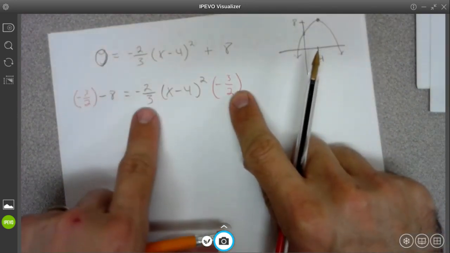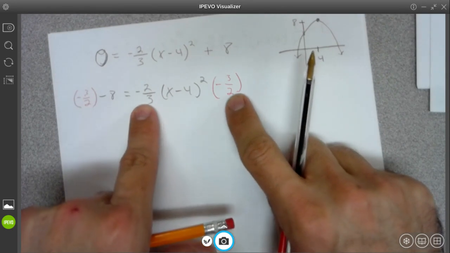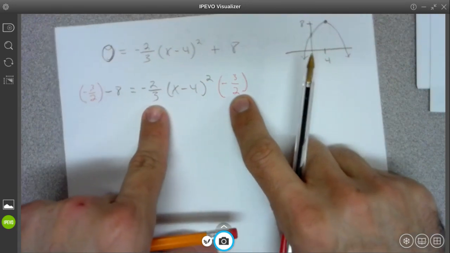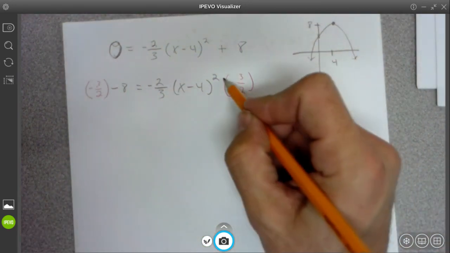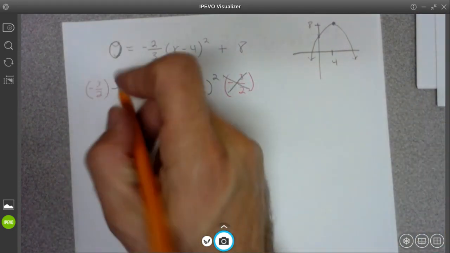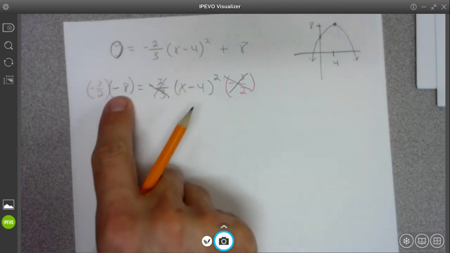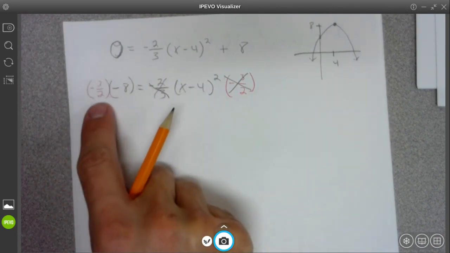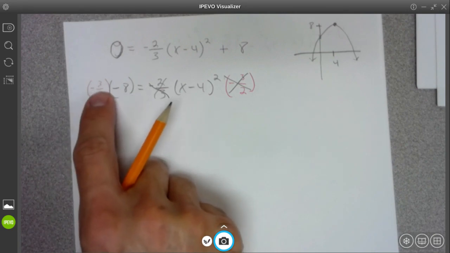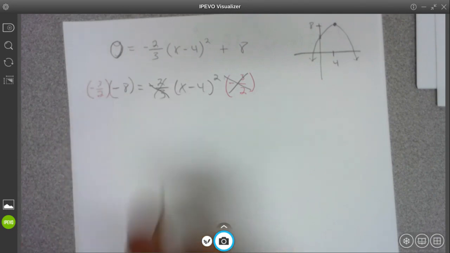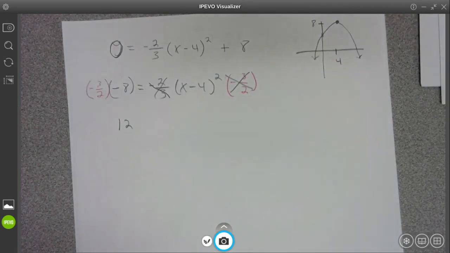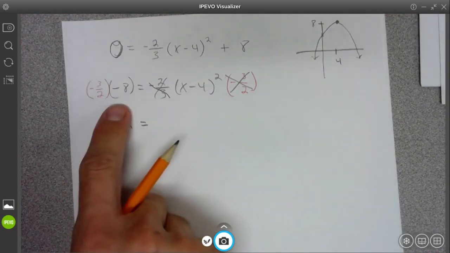So 3/2 and 2/3, if you were to multiply those, they would cancel. You'd have 6 on top and 6 on bottom, so that would just be 1. So here we can cross that one and that one out. On this side, we're multiplying these two. A negative and a negative is a positive, and then you've got to do 3/2 times 8. So 8 times 3 is 24, and then 24 divided by 2 is 12. So the left side gives you 12.